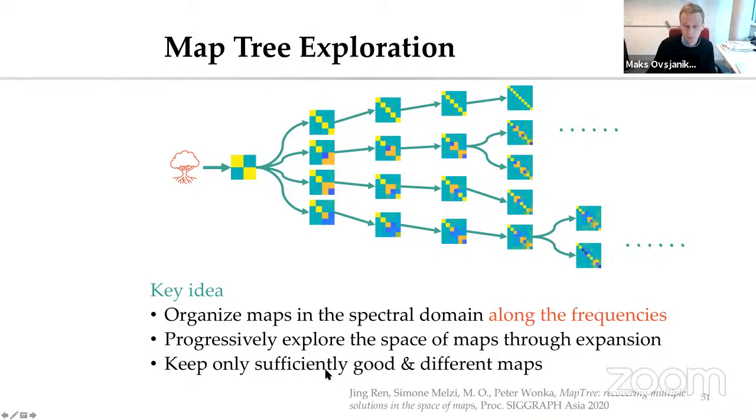And in this paper, we show how you can progressively explore the space of maps through this expansion, and how you can basically keep only sufficiently good maps. I won't talk about this in detail, but the whole thing is that we never rely on any kind of descriptors or features, only on these correspondences as a whole.